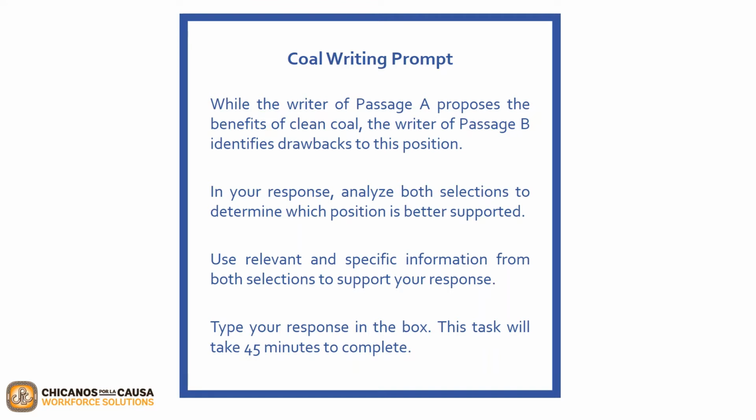Before reading the passages for example 1, let's read the writing prompt together. As it says, while the writer of passage A proposes the benefits of clean coal, the writer of passage B identifies drawbacks to this position. In your response, analyze both selections to determine which position is better supported. Use relevant and specific information from both selections to support your response. Type your response in the box. This task will take 45 minutes to complete. Now that we've read the prompt, let's go ahead and read the passages together.